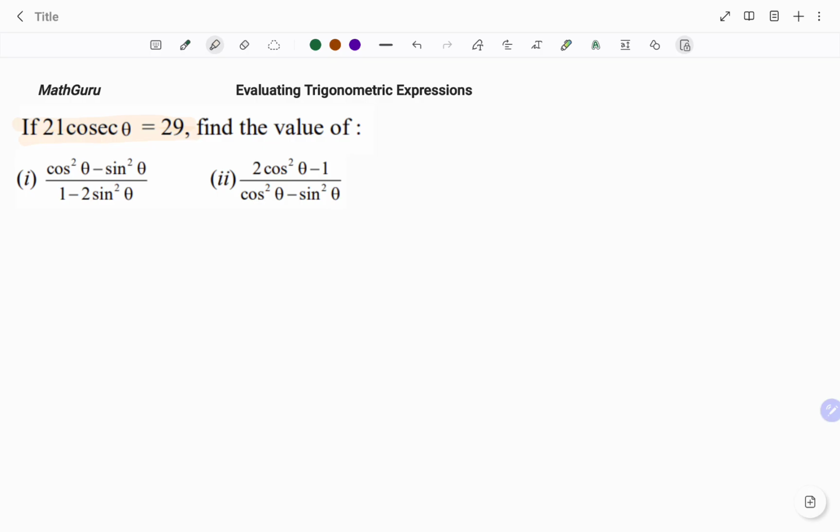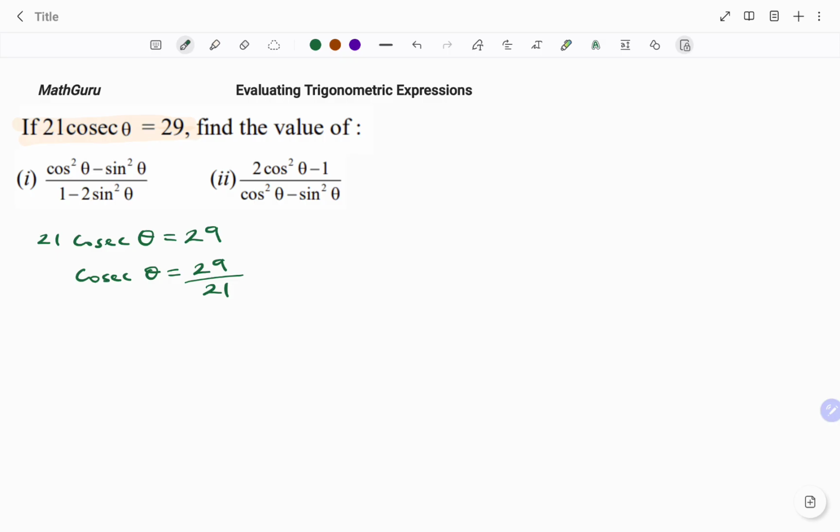equals 29. Putting that on my CAST diagram, I'm going to start by simplifying cosec theta. So I have 21 cosec theta equals 29, dividing both sides by 21, I have cosec theta equals 29 over 21.